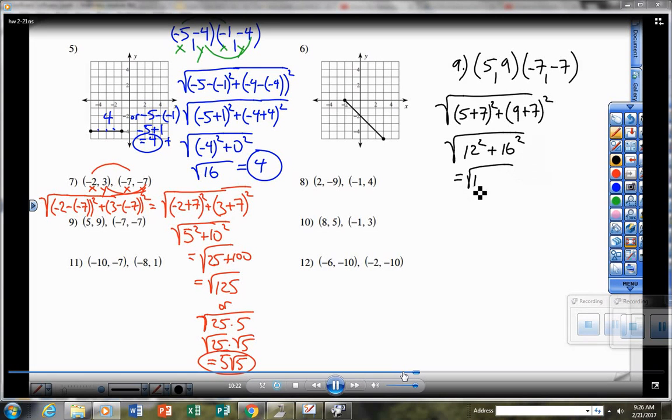12 squared is 144. 16 times 16, using my calculator, is 256, added to 144 gives me the square root of 400, I believe. And that is a perfect square. That is 20. 20 times 20 gives me 400.